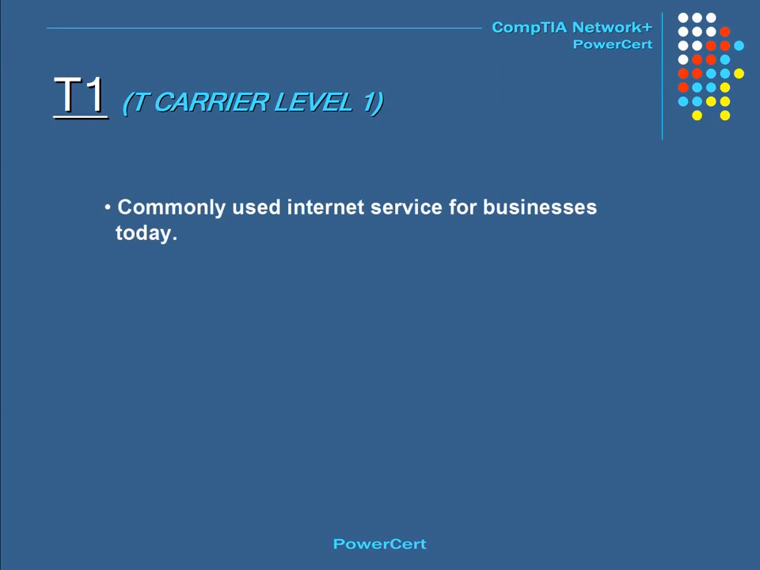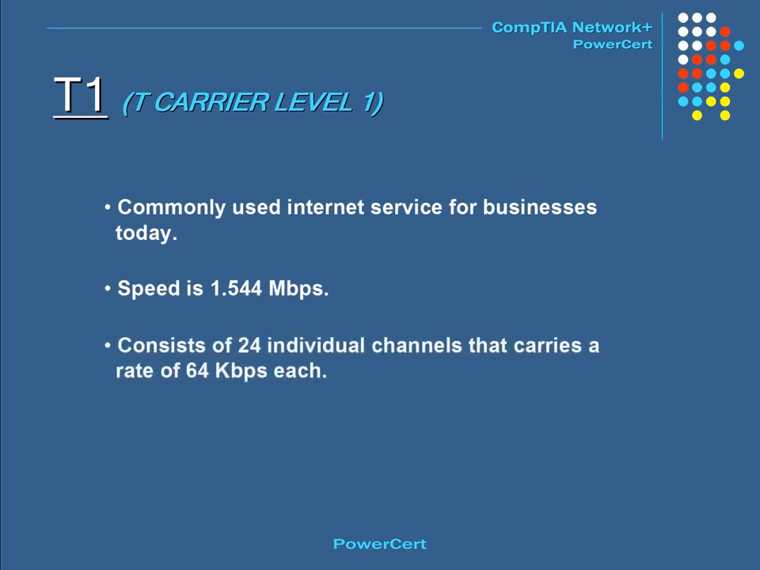T1 lines are probably the most commonly used Internet service for businesses today. It's a dedicated connection that supports data rates of 1.544 megabits per second. A T1 line consists of 24 individual channels that each carries a rate of 64 kbps. Each of these channels can carry data or voice traffic.